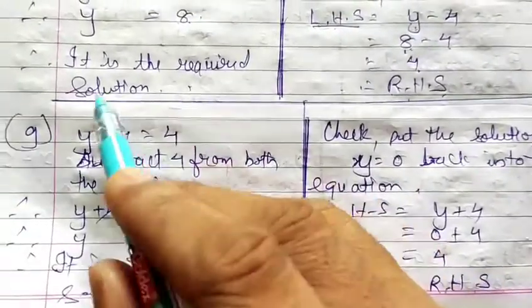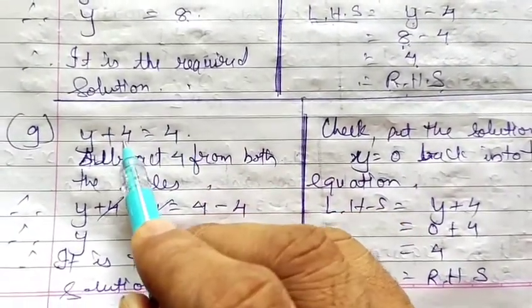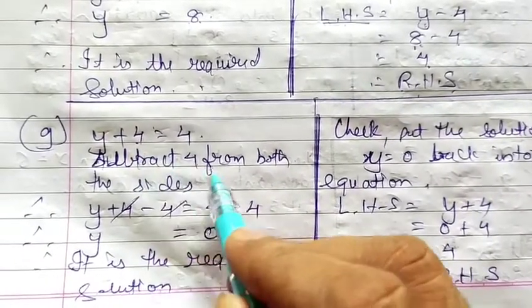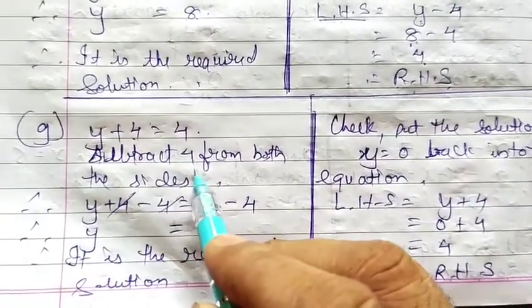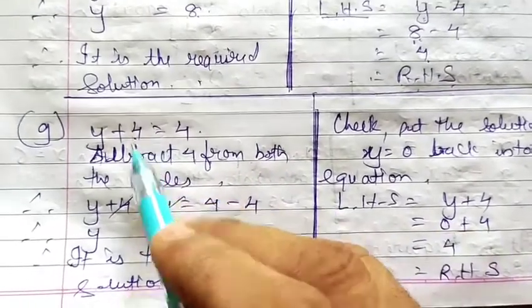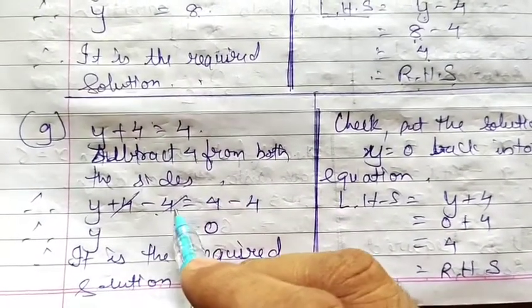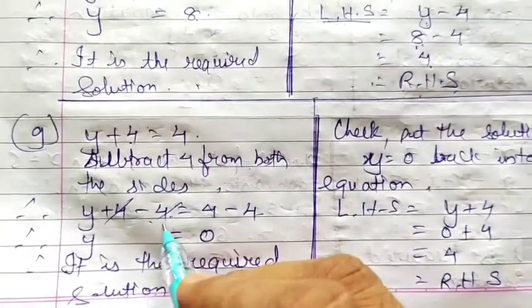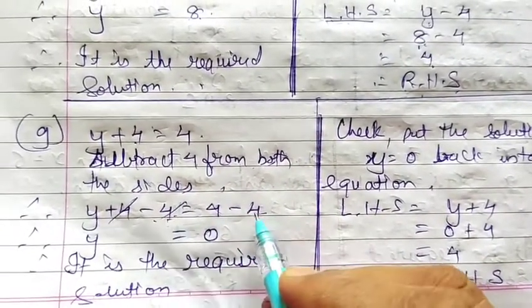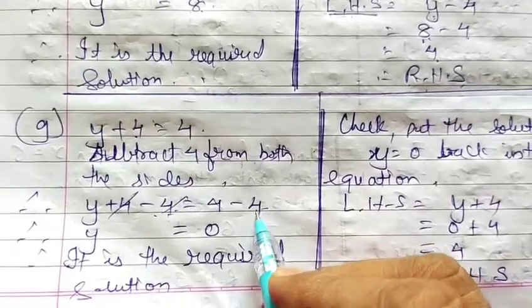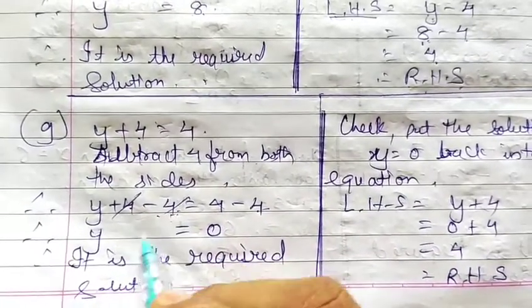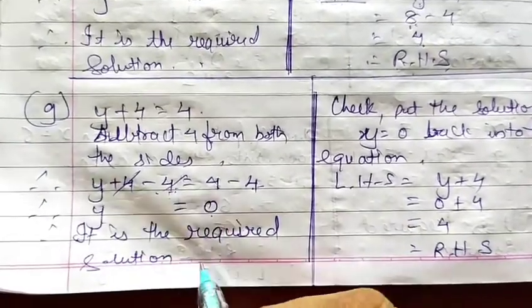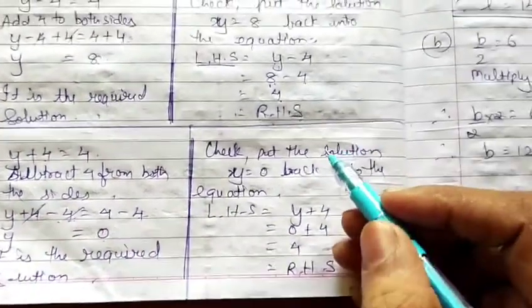Now here y plus 4 equals 4. Now here I have to eliminate this 4. So positive 4, so I have to write subtract 4 from both the sides, or you can write add negative 4 to both the sides. By doing such, see, we have to subtract 4 from both the sides, because to take negative 4 toward your left hand side, the same value we have to take toward our right hand side. So by doing such, positive 4 and negative 4 will get cancelled. That means the value of y equals 4 minus 4, which is 0. It is the required solution. Now how to check?